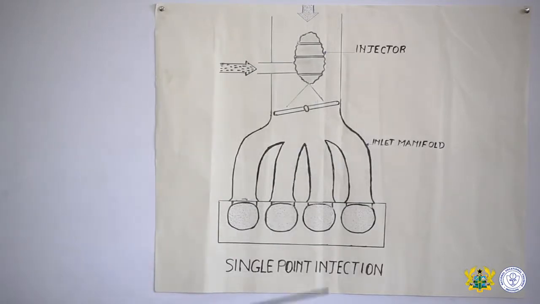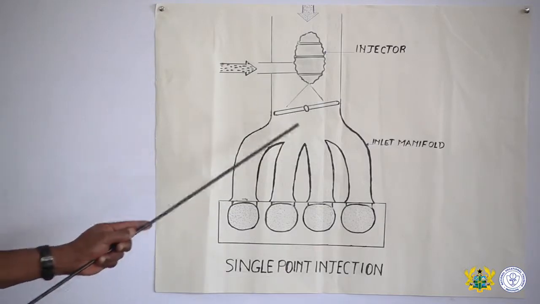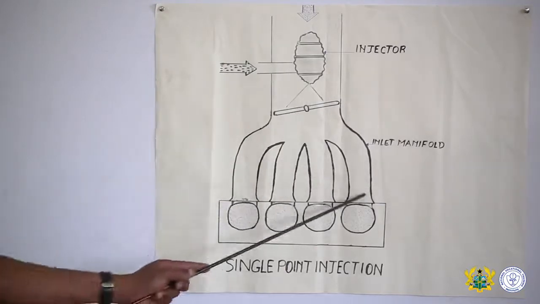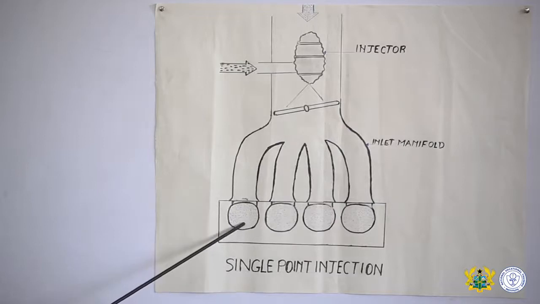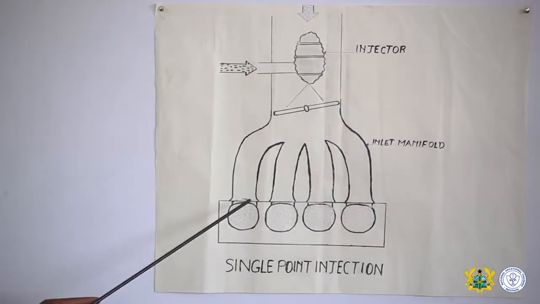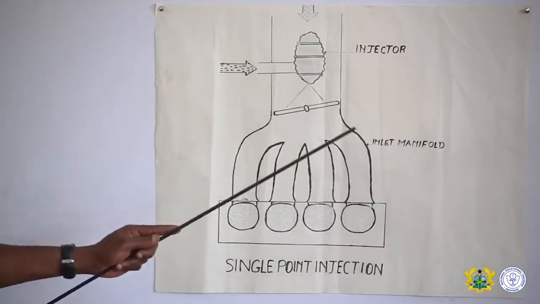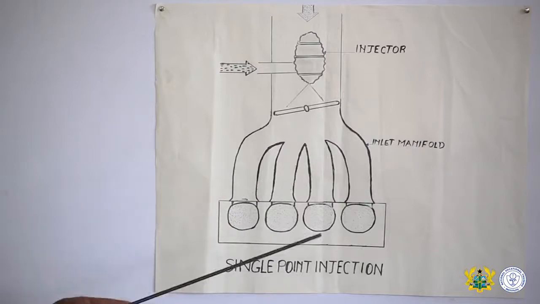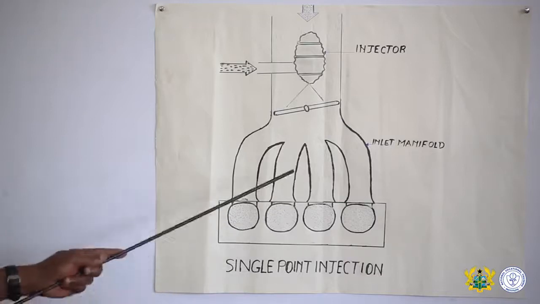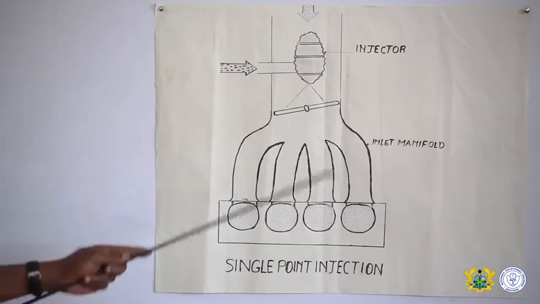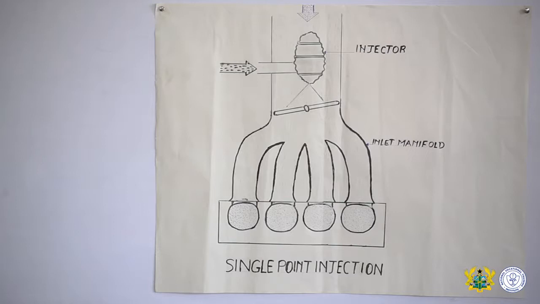So the problem with this particular arrangement is that cylinders that are far away at the extreme end, assume this is number 1, 2, 3, and 4. It means number 1 and 4 are at the extreme end. They will at a certain point in time receive lean mixture. So that affects the engine efficiency and operation. That makes the single point injection system not very accurate.